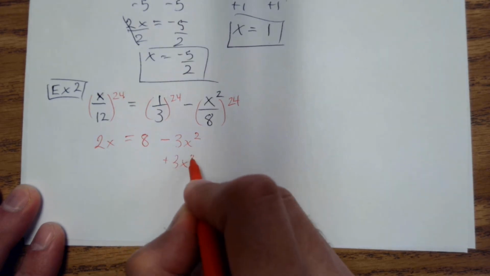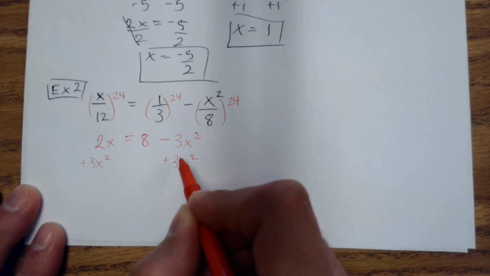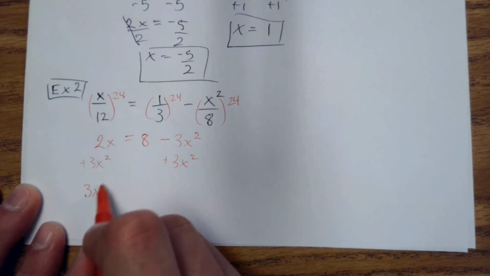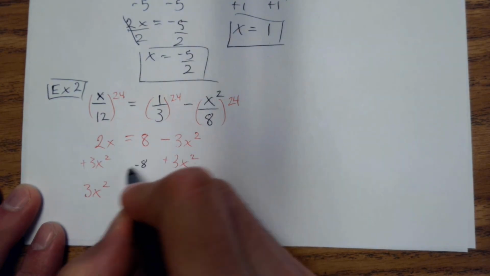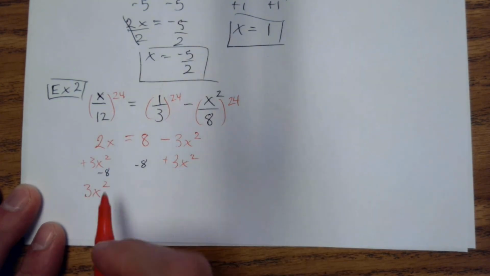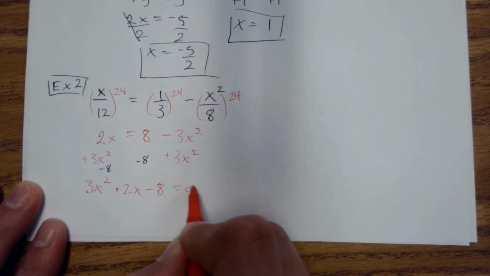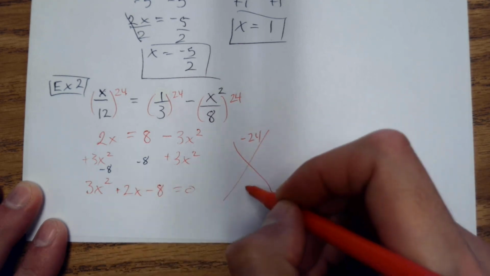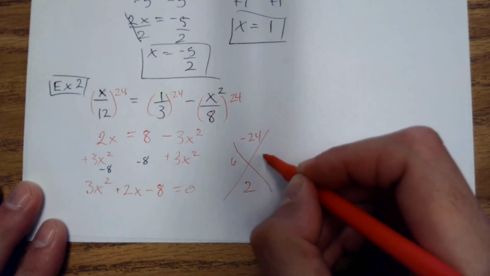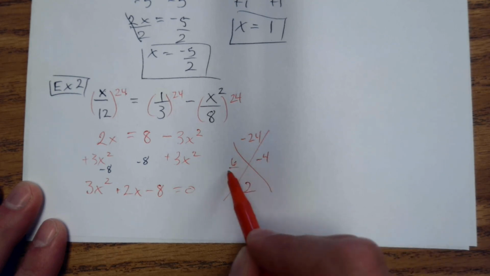I'll add the 3x squared over. So I get 3x squared. I'll also add the 8, or subtract the 8 over. So I get 3x squared plus 2x minus 8 equals 0. Do super x, negative 24. 2 is at 6 and 4. 4 is negative, thank you.